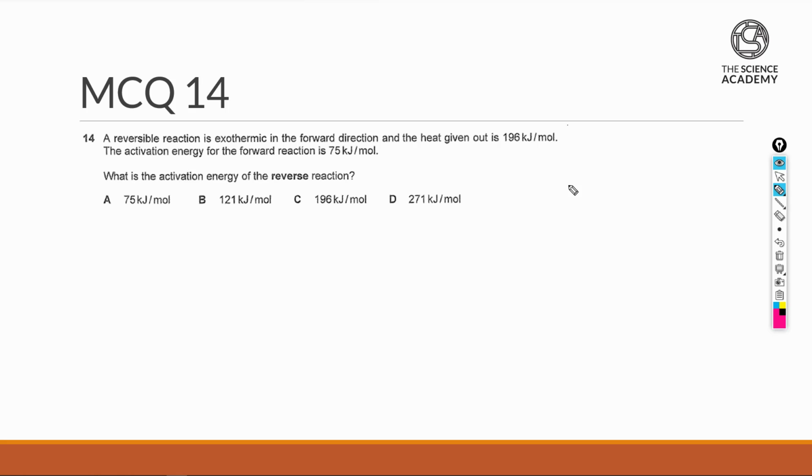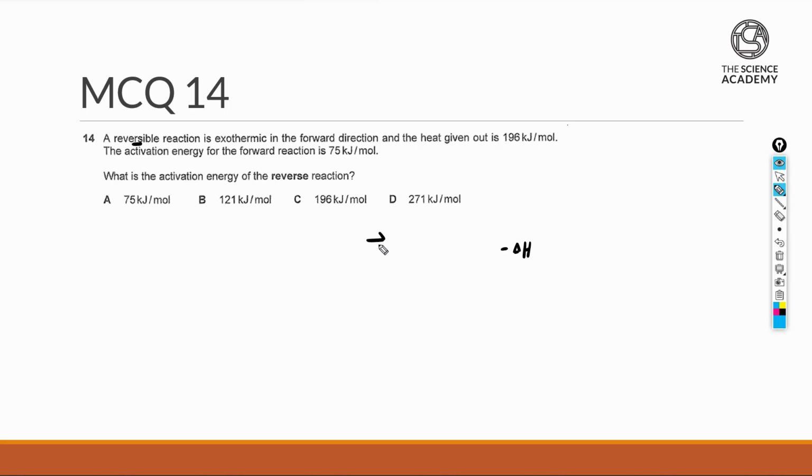In MCQ 14, this is a shift away from electrolysis towards energy changes. So first thing, it was a reversible reaction. It's a little bit rare in O Level to have a reversible reaction, right? Whereby they did mention that it's exothermic in the forward direction. Moving forward, it is exothermic.